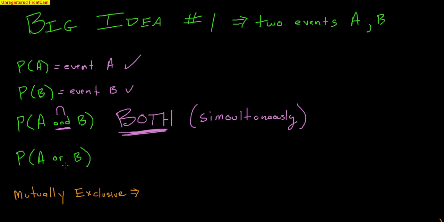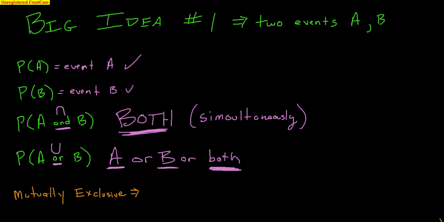We also have A or B. Now, the statistical symbol for "or" is a normal looking U, right? So a U, basically, is the symbol for "or." Now, when we say "or," we mean A or B or both. You have to keep in mind that the "or" actually means three things. It means A occurs, B occurs, or even both occur. So you've got to understand "or" includes everything.